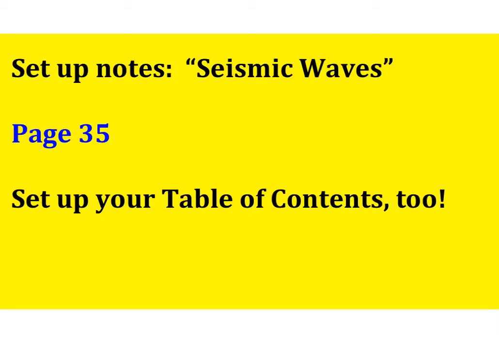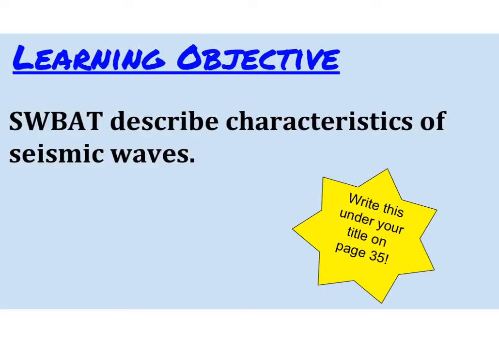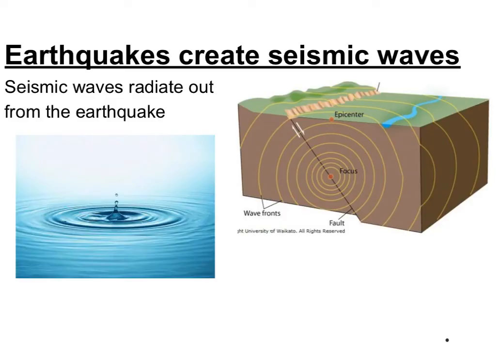The title is Seismic Waves. That should be at the top of page 35. And you can also set up your table of contents as well. You can just put today's date. Underneath your title, don't forget to put your learning objective. Our learning objective today is the student will be able to describe characteristics of seismic waves.